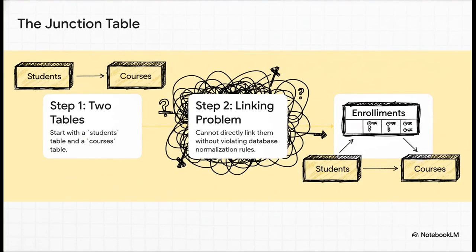You can't just stuff a list of student IDs into the course table or a list of course IDs into the student table. That would be a complete mess and super inefficient. So the elegant solution is to create a third table right in the middle. It's often called a junction table. We'll call ours enrollments. And each row in this table does just one simple thing. It links one student ID to one course ID.